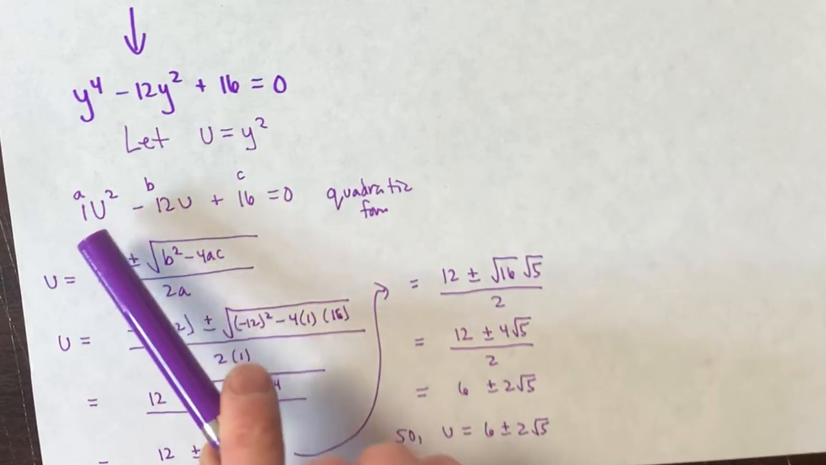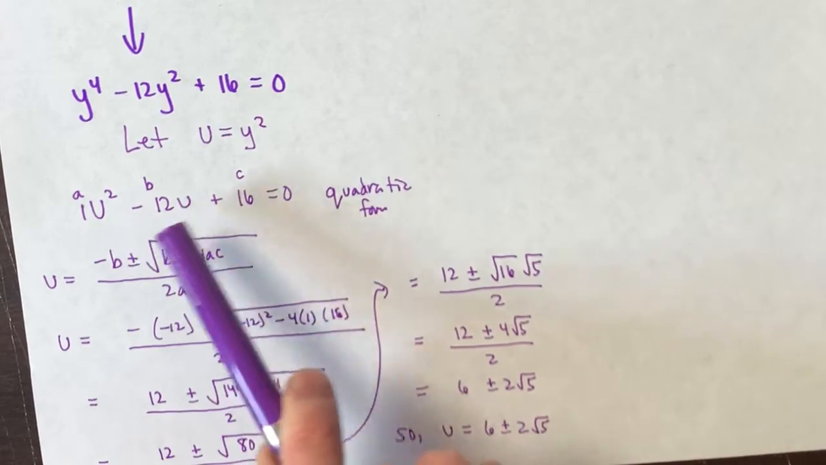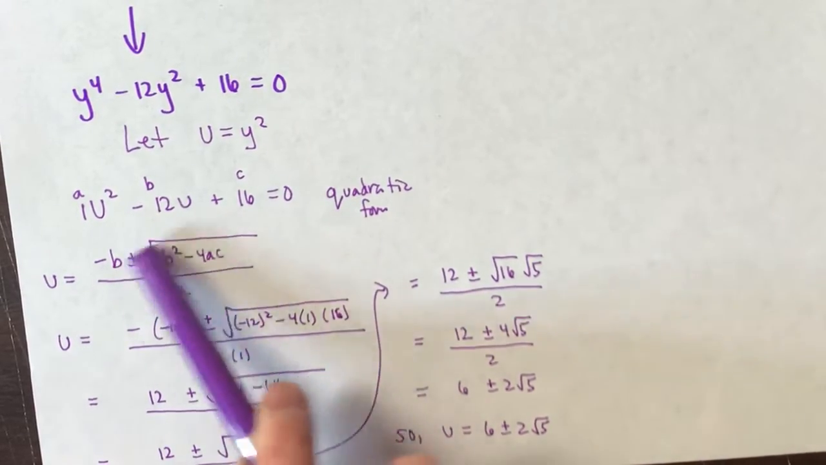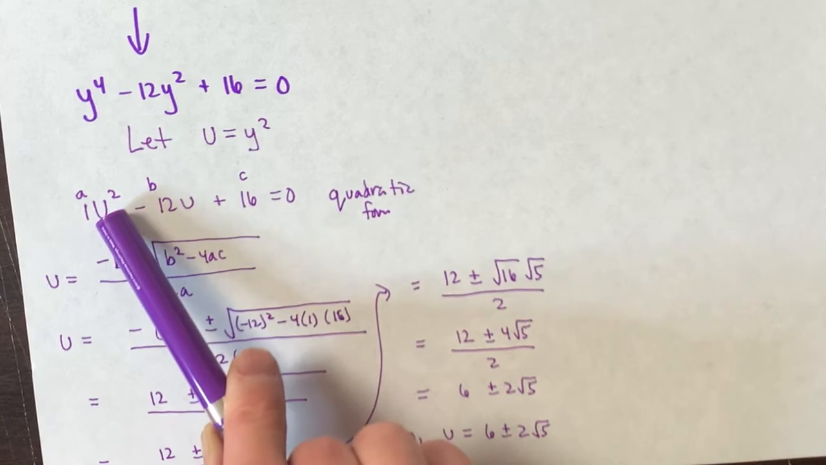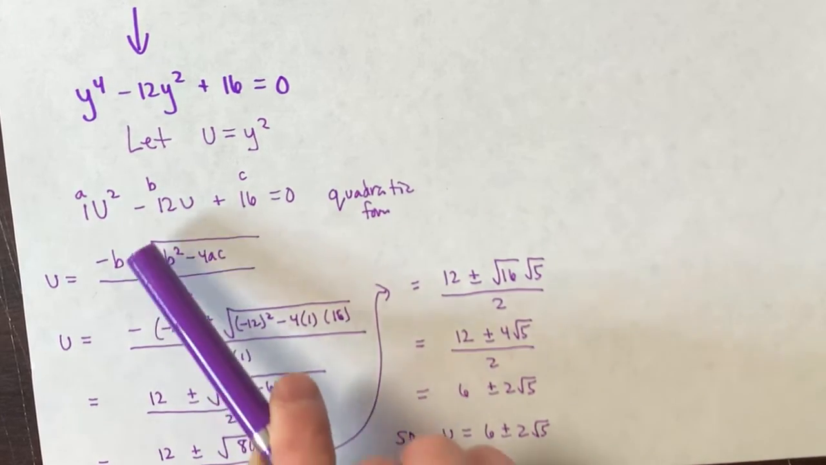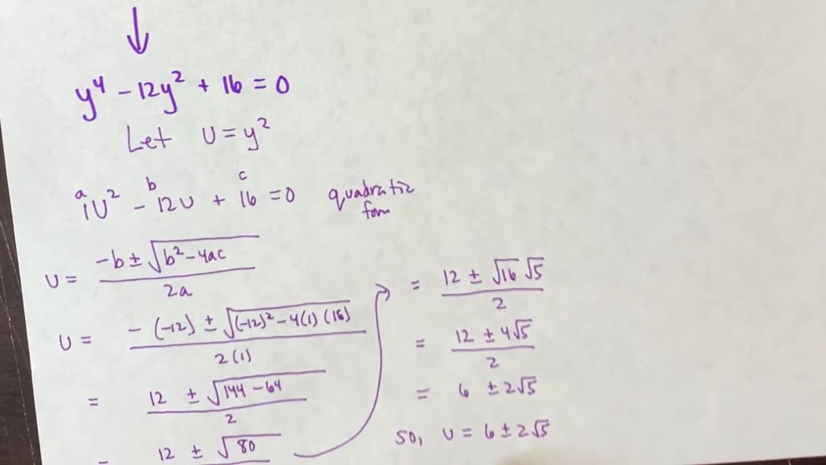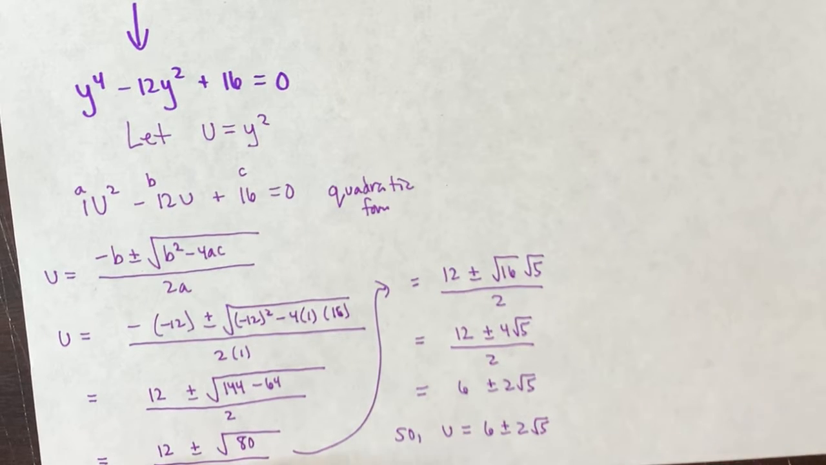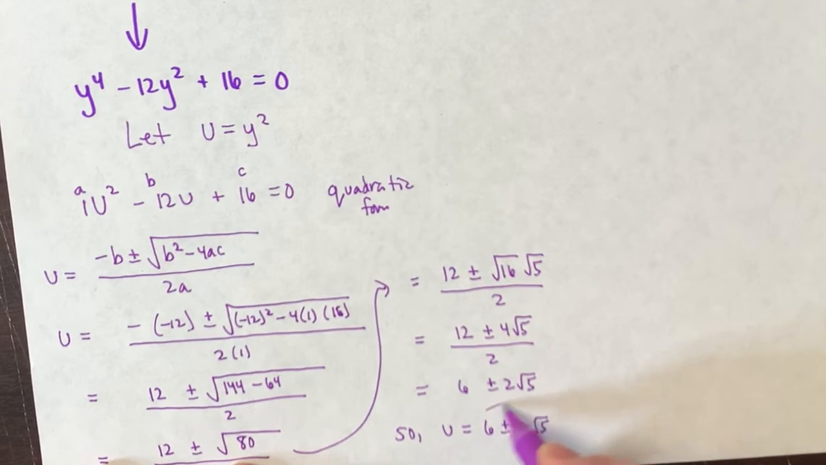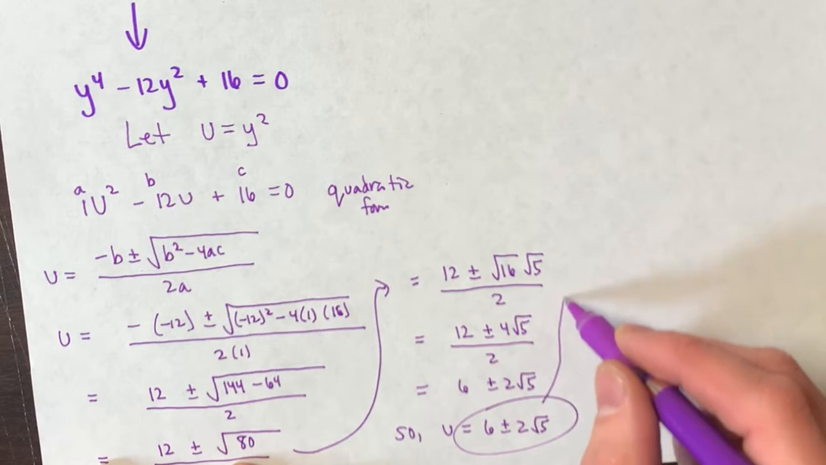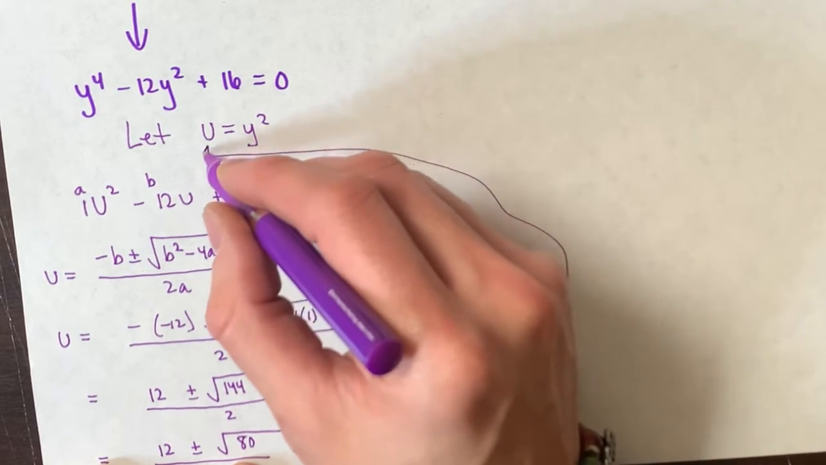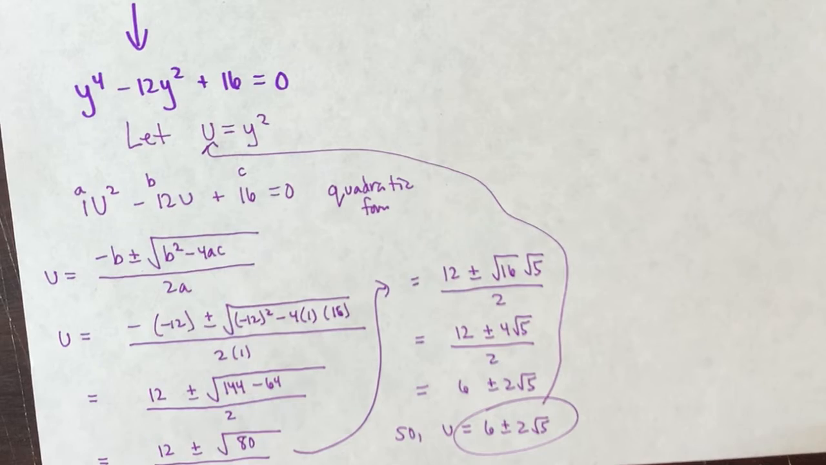So I took 1, negative 12, and 16, A, B, and C. I plugged them into the quadratic formula because it was the power of 2 for U. I did all this crazy math, and then I have this. So U has two values, 6 plus this and 6 minus this. But that's just U. Now what we're gonna do is take these numbers, and because they are U, we're gonna plug them in right there. And that would give us this.